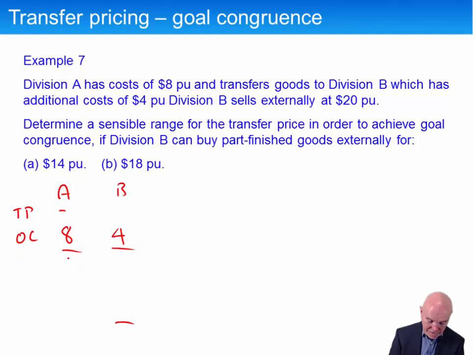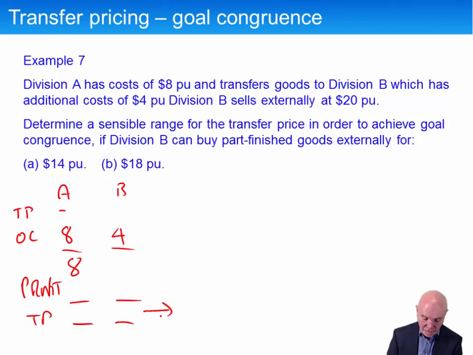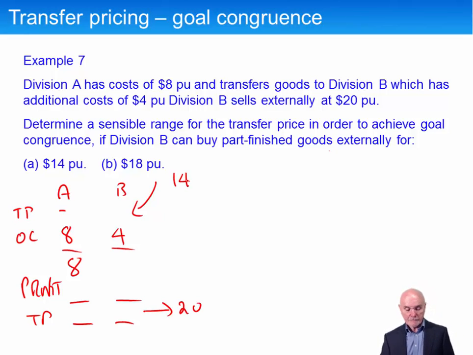They're each going to make a little bit of profit. So we have a total cost in here, that's going to be 8. We don't know what that is. A little bit of a profit. And a transfer price going out. And here we're told that B can sell externally at 20. However, B could, instead of buying from A, buy outside now. It says here that if division B can buy part finished goods externally for either 14 or 18. So let's look at the 14 to start with.